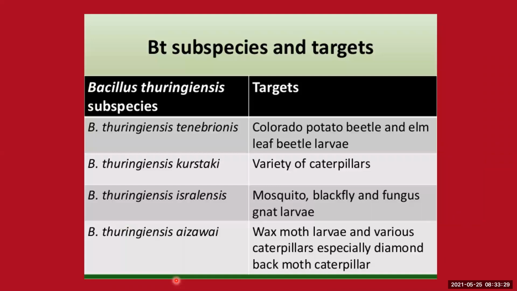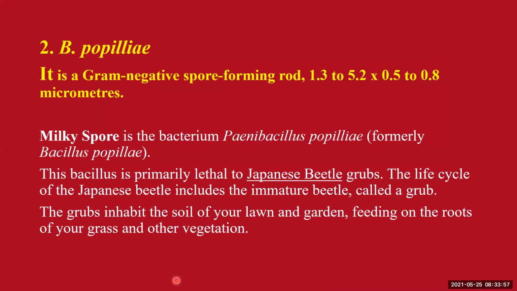So these are the various subspecies and targets, like Bacillus thuringiensis tenebrionis. Tenebrionis is used for Colorado potato beetle, leaf beetle larvae. Then kurstaki is used for various caterpillars. So there are different subspecies of Bt which are used to kill various insect larvae, caterpillars, moths, etc. The second type of bacteria that is used as a bacterial biopesticide is Bacillus popilliae.